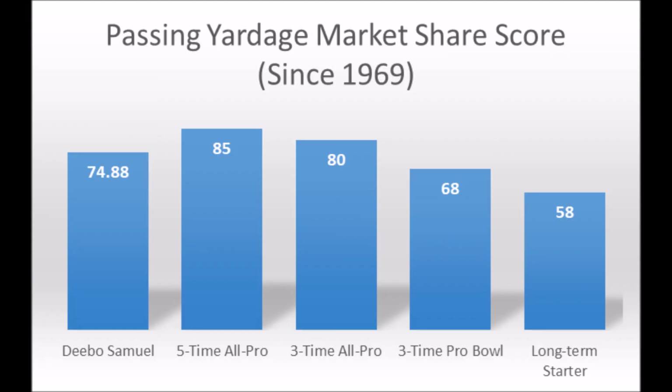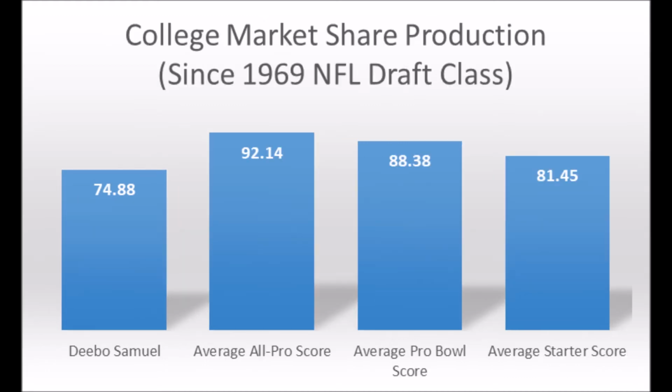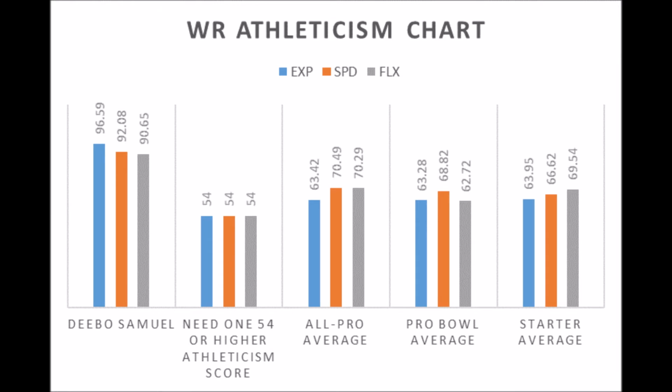So Deebo Samuel, production-wise, I did a little bit of an update to him. 74.88 in terms of his college market share production score. Doesn't hit the 3-time All-Pro area, does hit at least the 3-time Pro Bowl area, and of course, look at the averages at the position. He's not within the All-Pro or Pro Bowl average, but he is close to the starter average, and this is not that bad a company to be in. On top of that, he's obviously someone who had great athleticism. So when you look at his athleticism data, 90+ percentile in all those areas.